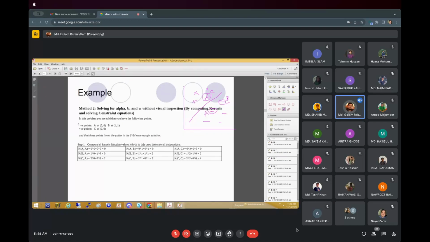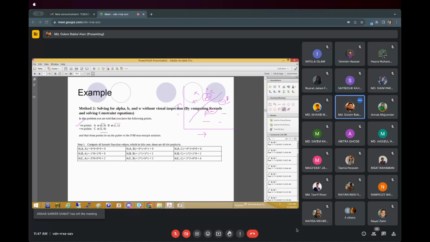In this case, from the negative side we will get A and B. We have assumed A and B, and this is actually a two-dimensional problem, X and Y. So each and every point has two values. Consider that A is 0 0, B is 1 1, and C is 2 0.